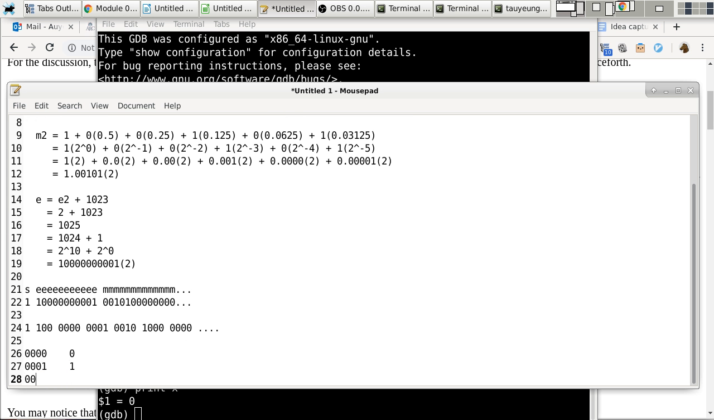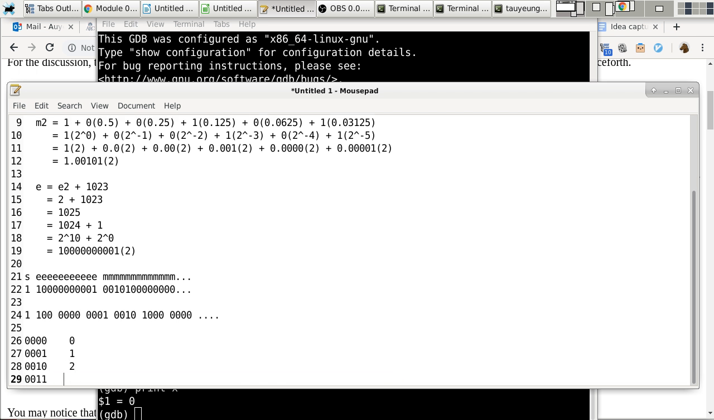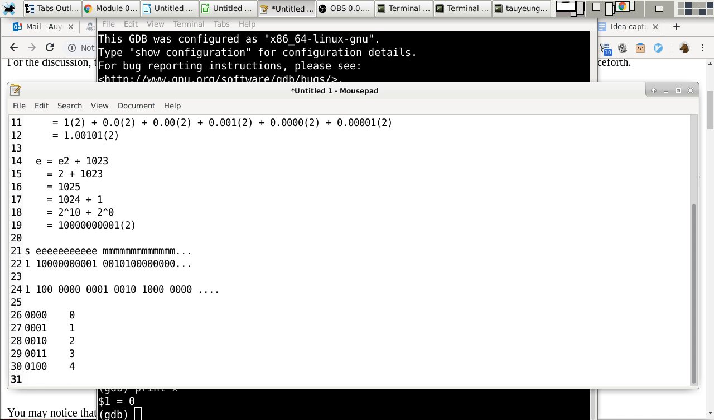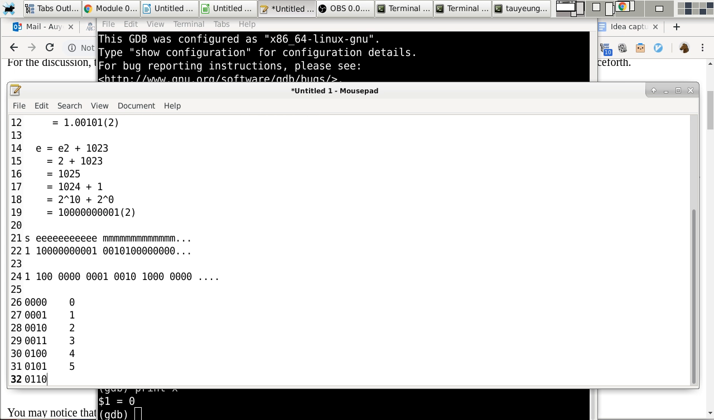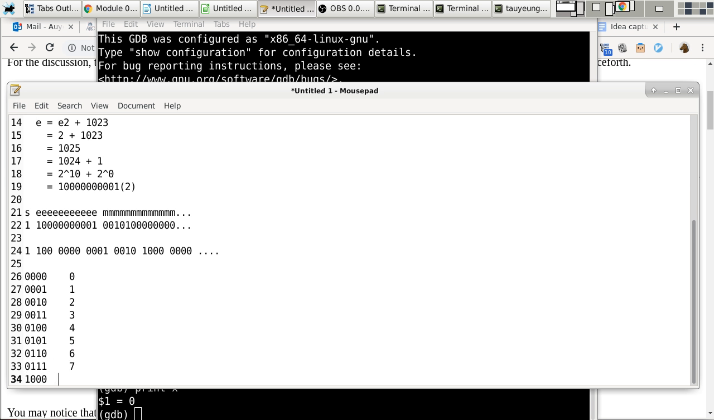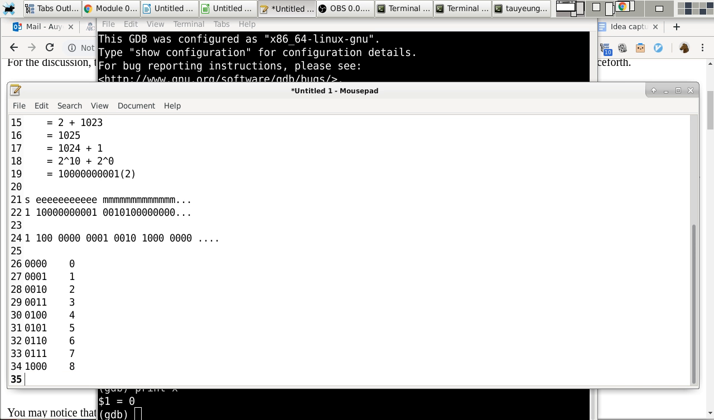And 1 is 1. 1, 0 is 2. 1, 1 is 3. 1, 0, 0 is 4. 1, 0, 1 is 5. 1, 1, 0 is 6. That's 7. That's 8. I mean, you guys know this already, right? I mean, we did this with the number wheel many times. Yeah. So no surprises here.